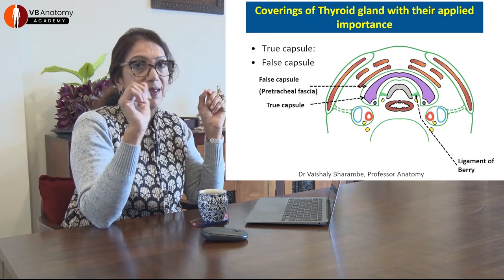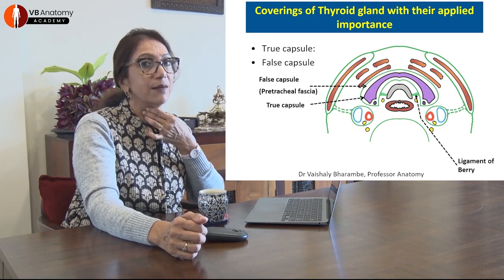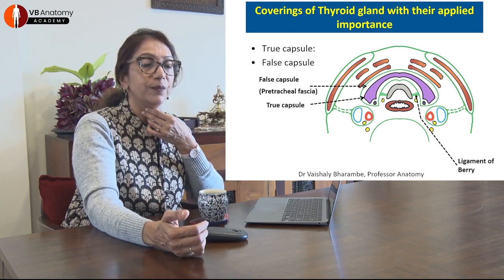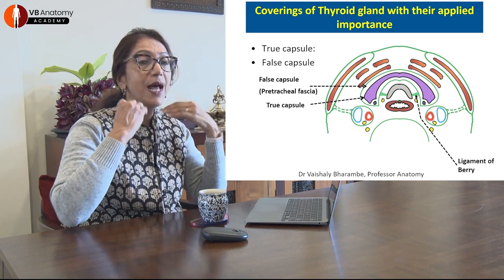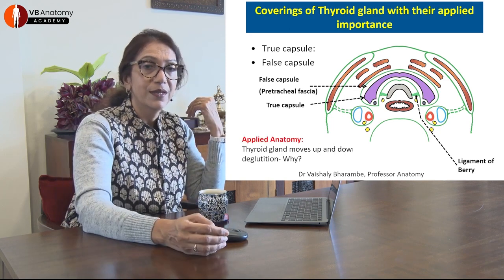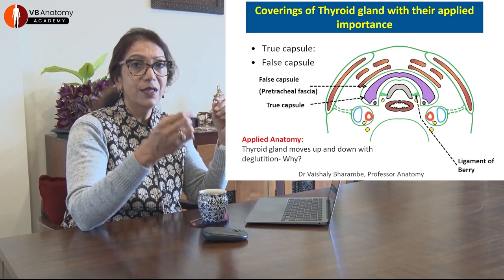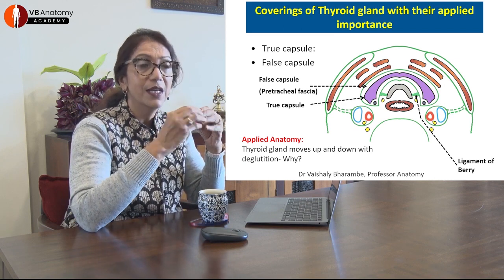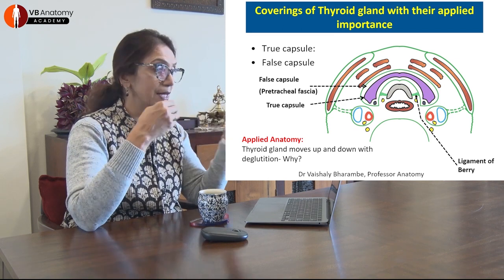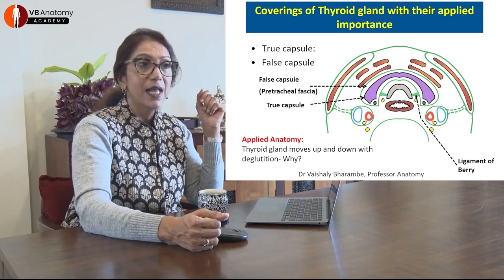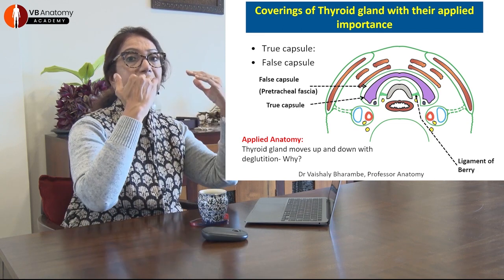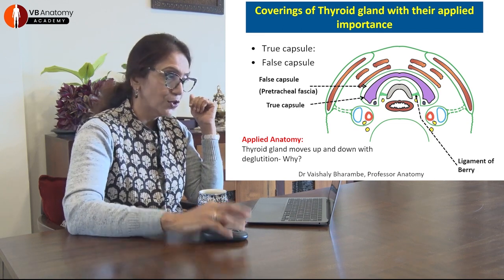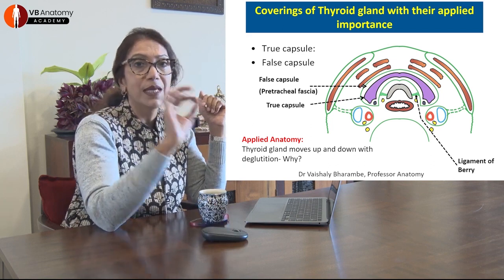Now, do one thing. Hold your larynx. Swallow. Did you feel your larynx move up and down with deglutition? Yes. So now imagine that your entire thyroid gland enclosed in pretracheal fascia is attached to this larynx with the help of the ligament of Berry. Every time you swallow, the gland moves up and down with deglutition, which is the point I'm making here.